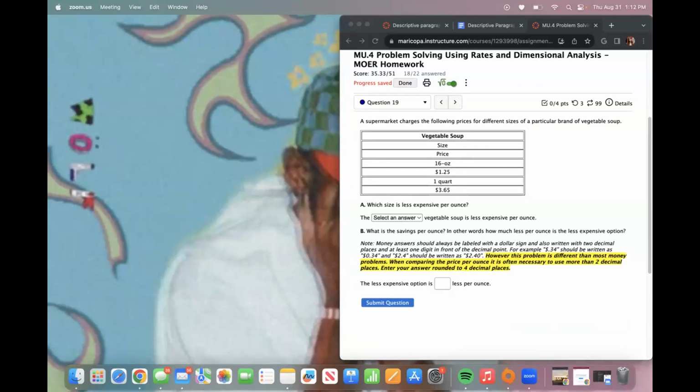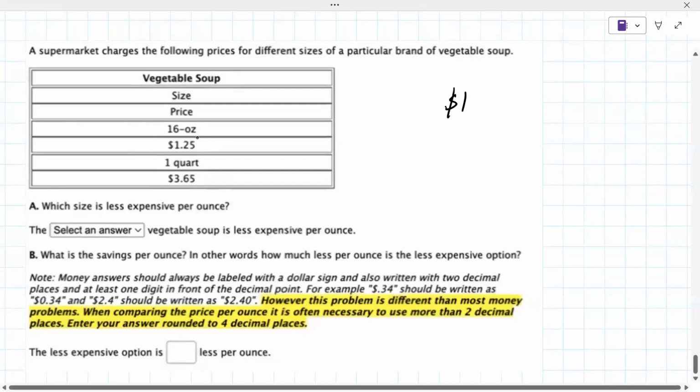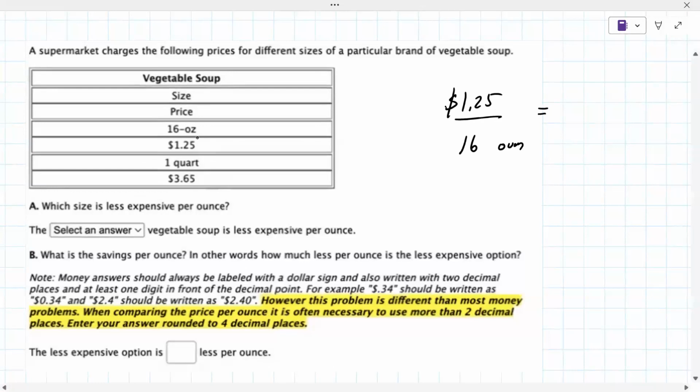Grab a snip of that. All right, the supermarket charges the following prices for different sizes of a particular brand of vegetable soup. So it's $1.25 for 16 ounces, $3.65 for a quart. Which is less expensive per ounce? So we have to convert these. Well, the first one's pretty easy. It's $1.25 for 16 ounces. So you just have to divide those.